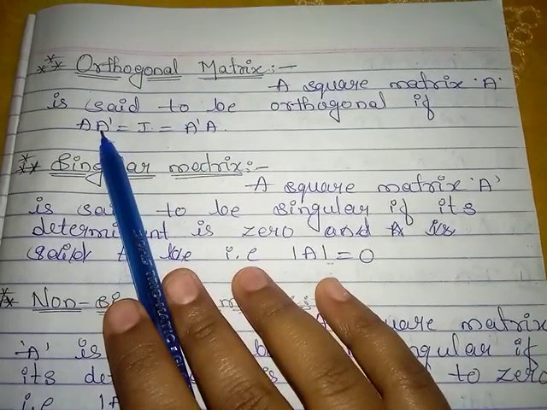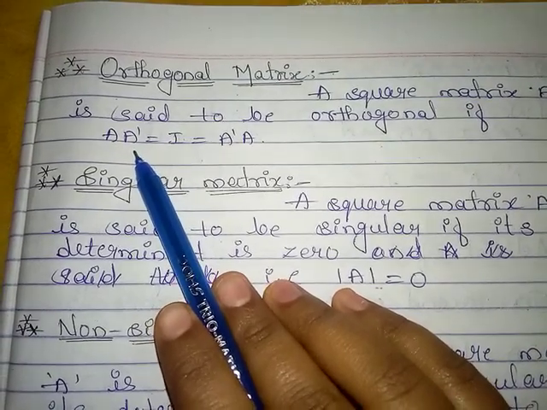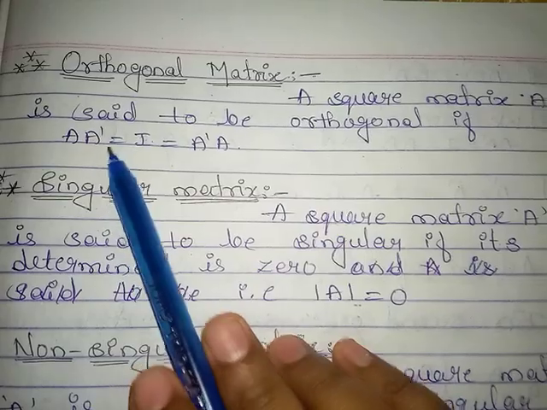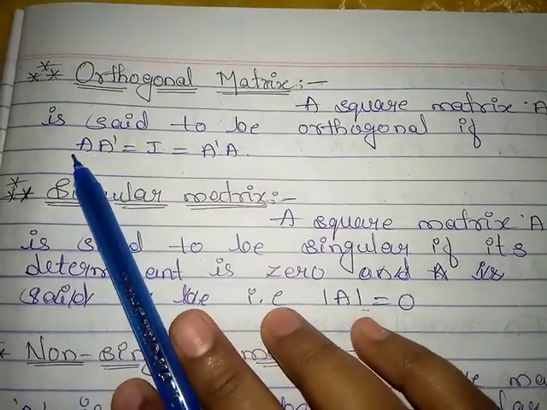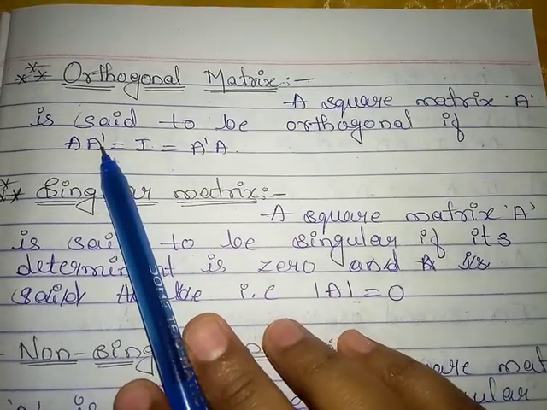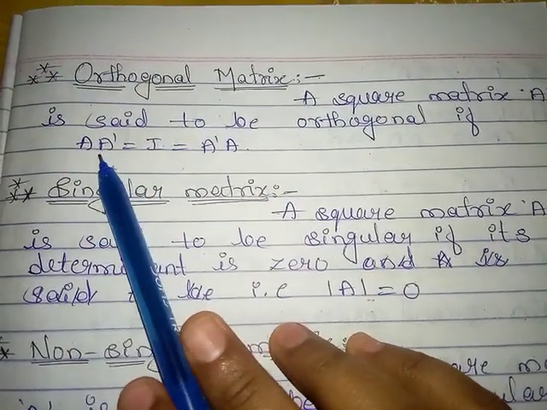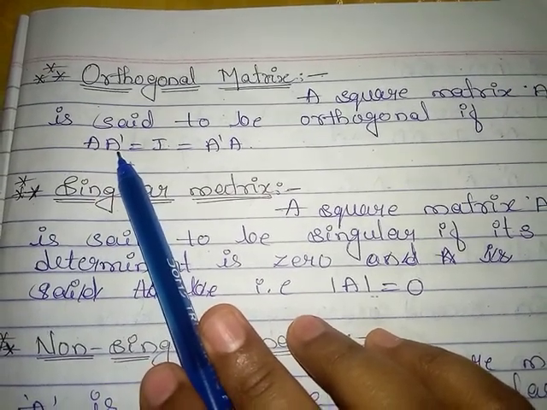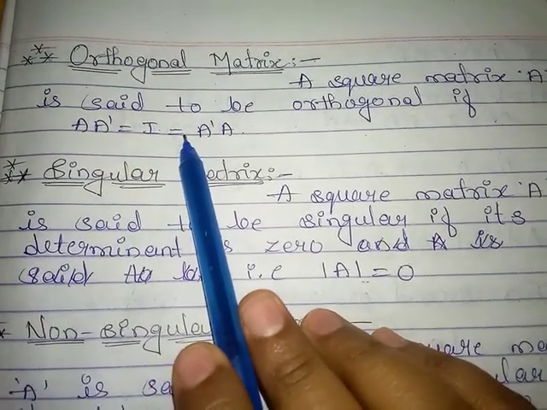We know that A' is what? The transpose of this A, and we know that the transpose of a matrix is obtained by interchanging the rows and columns of this matrix A. The condition for an orthogonal matrix is A into A'. When we multiply A and its transpose, that is A', we get the identity matrix.